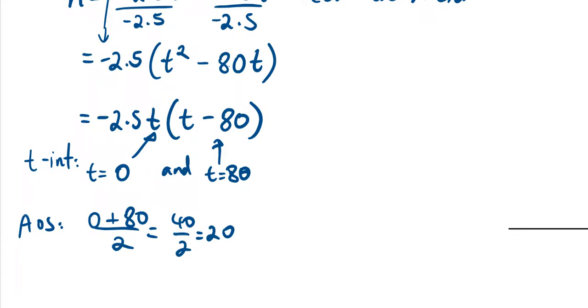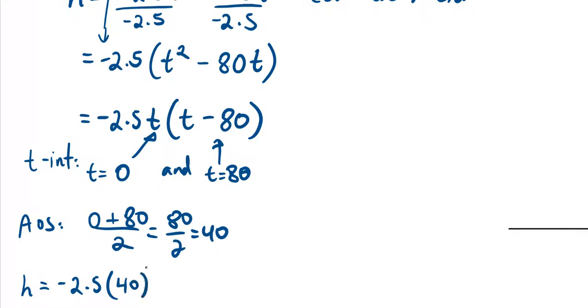Now, axis of symmetry, I can also find that by averaging our t-intercepts, so 0 plus 80 divided by 2. I'm sorry, I made a mistake here. 0 plus 80 is 80. I jumped the gun. And then divide that by 2 is 40. So my axis of symmetry is 40. That's what I'm going to substitute.